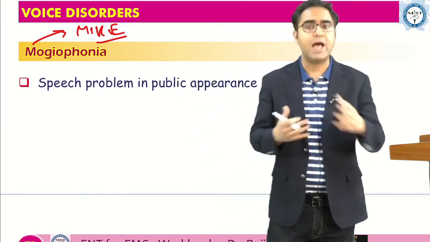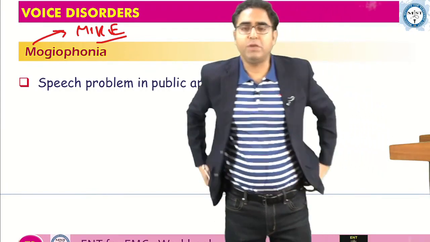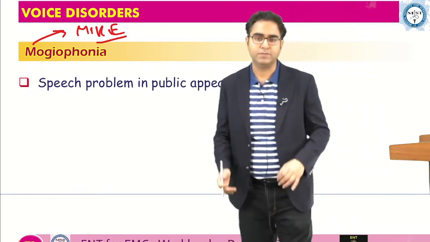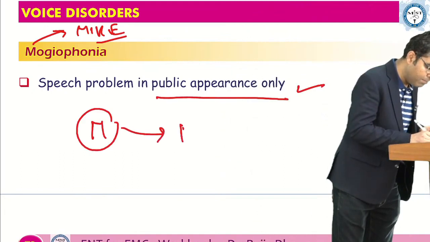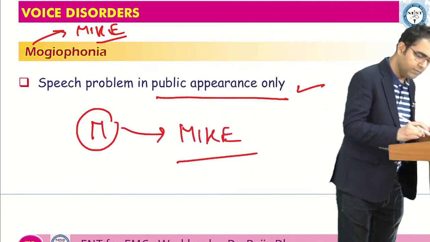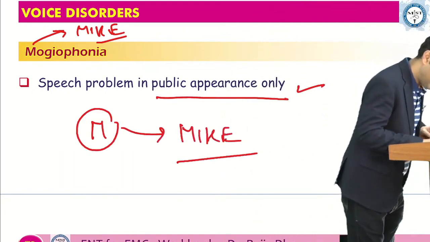But because it's phonia, I wanted you to understand. Mogiophonia means speech problem in public appearance only, beta. Okay, fine. So how to remember? M for mogiophonia, M for mic, beta. It happens on the mic.